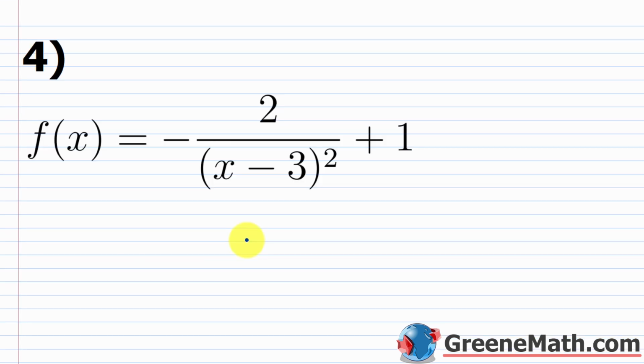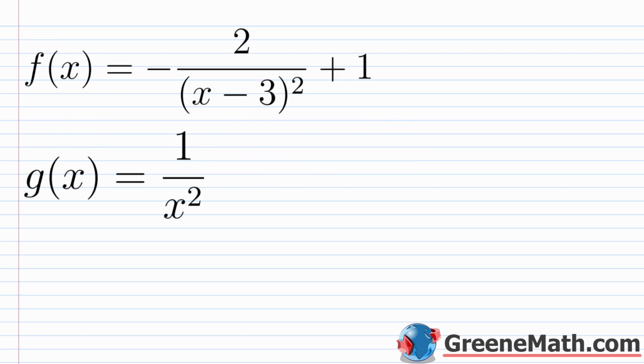All right, let's take a look at problem 4. We have f of x equals the negative of 2 over the quantity x minus 3 squared, and then plus 1. Again, I'm going to use graphing transformations here. So we have g of x equals 1 over x squared. I'm going to write f of x as being equal to, let's just say this is negative 2. So that's coming from this.